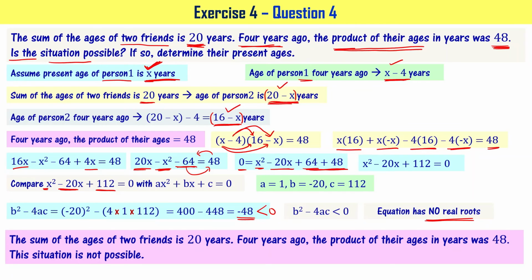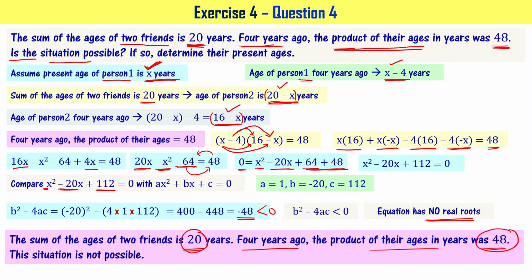If the sum of the ages of two persons is 20 years at present, and 4 years ago the product of their ages in years was 48, this situation was not possible. It can be a different number for this, or it can be a different number for this. Then there is a possibility.